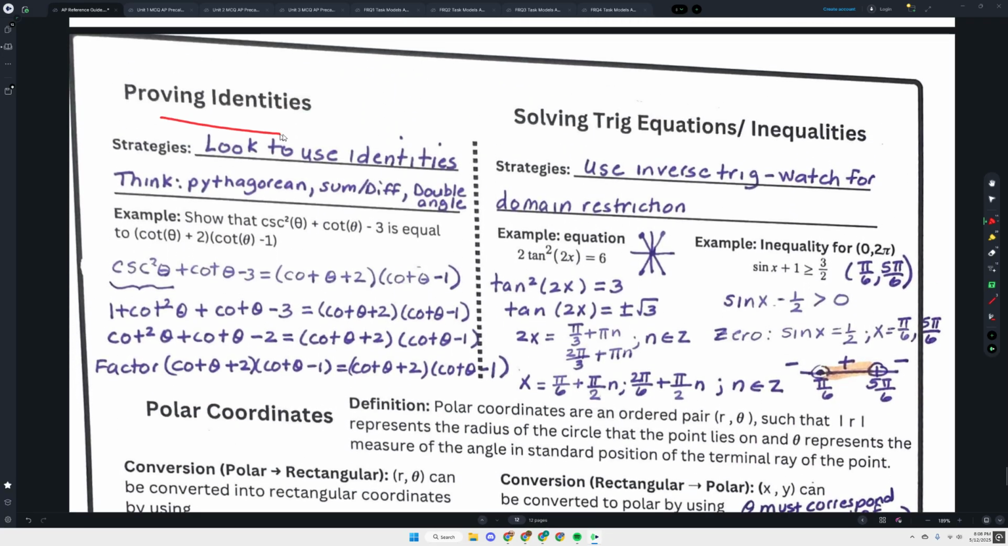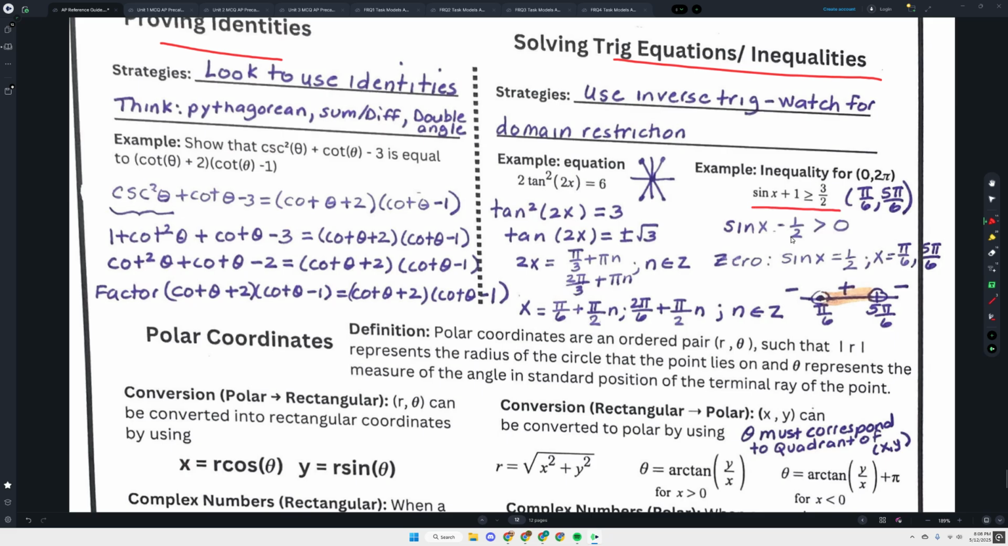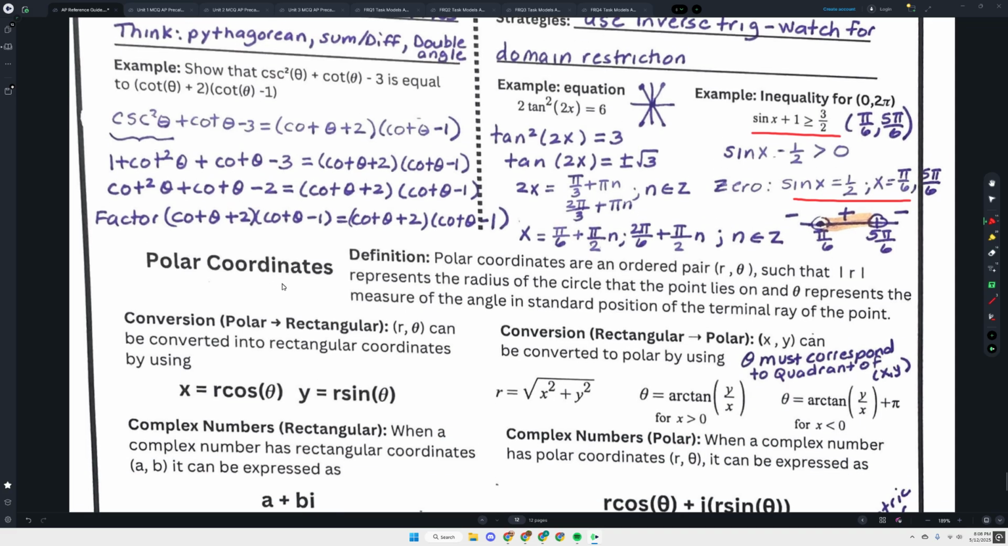Moving on. Proving identities. If you can't figure out which identity to use, the best idea is to simplify into sine and cosine, and then simplify at the end. Solving trig equations and inequalities. The best way to solve a trig inequality is doing a sign chart, testing values in between, and seeing if it's positive or negative. Or also drawing the unit circle.